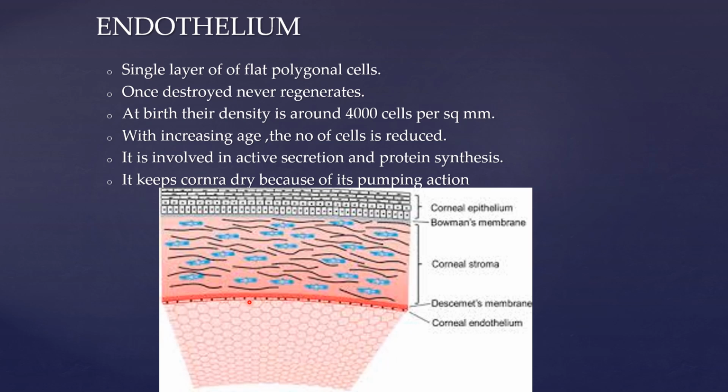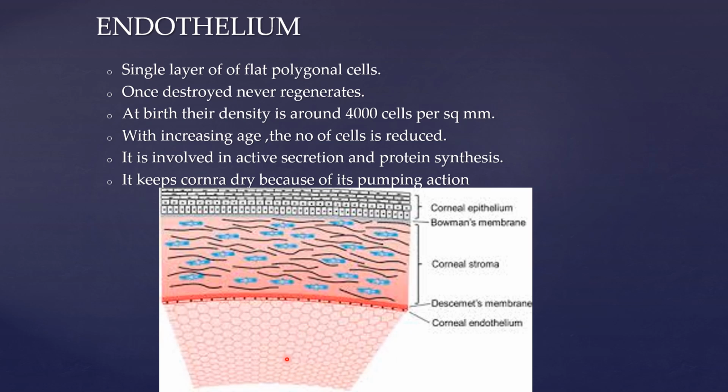Then comes the innermost layer, which is the corneal endothelium. This is a single layer of hexagonal cells and their density is highest at birth and it continuously reduces throughout life. It does not have the property of regeneration. When the endothelium is damaged, the surrounding cells become bigger in size and fill the gap of the damaged area. And this process is called polymegathism.